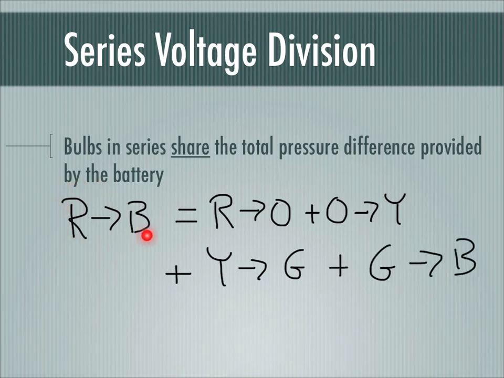So a red to blue total pressure from the battery could have, when we had the 4 round light bulbs, one light bulb had red to orange, the other light bulb had orange to yellow, the other light bulb had yellow to green, and the final light bulb had green to blue. So the red to blue divides up into steps, but the sum of the steps added together equals the total pressure of the battery.